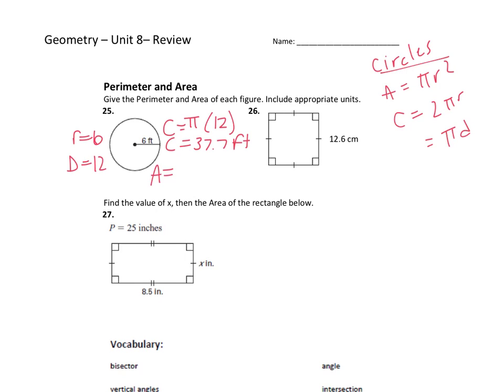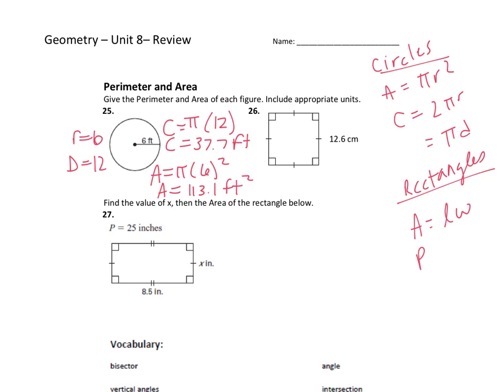The area is pi times radius squared, and that should give you 113.1 feet squared. Rectangles are a little easier to remember the formulas for. The area is just length times width, and the perimeter is just 2 length plus 2 width. So basically just add up all the sides.